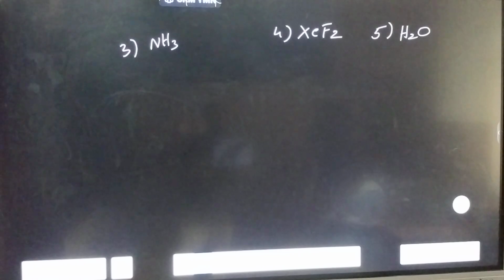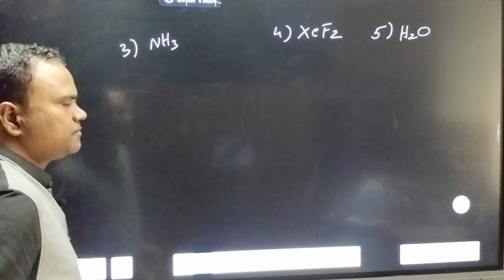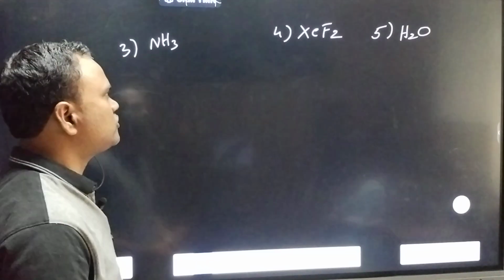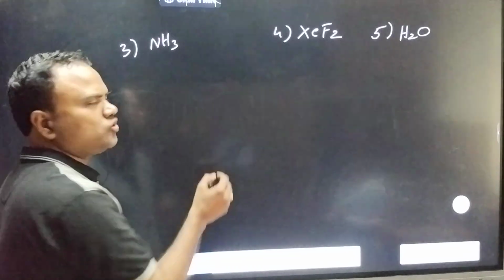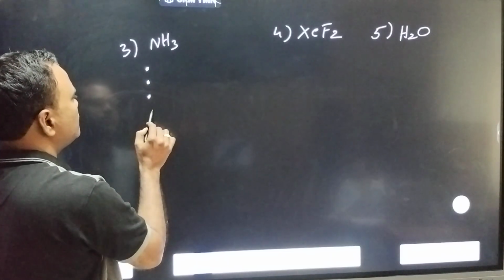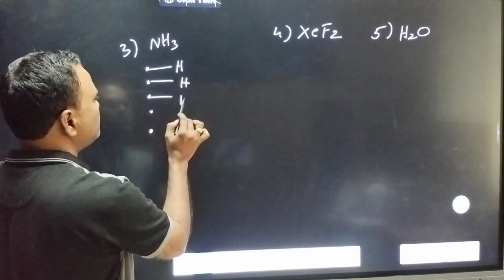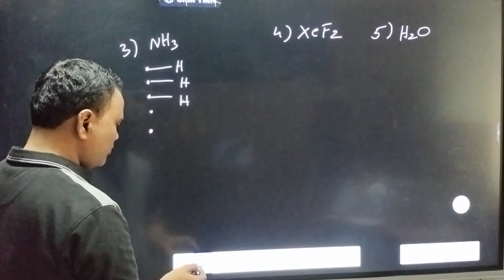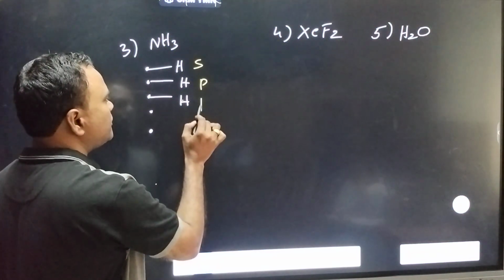Any lone pair? Akshara, lone pair, bond pair: one lone pair. Nitrogen belongs to which group? Yes, nitrogen belongs to the fifth group. So five dots: one, two, three, four, five dots. Allot surrounding atoms: hydrogen, hydrogen, hydrogen. And now write orbitals: s orbital, p orbital, p orbital.